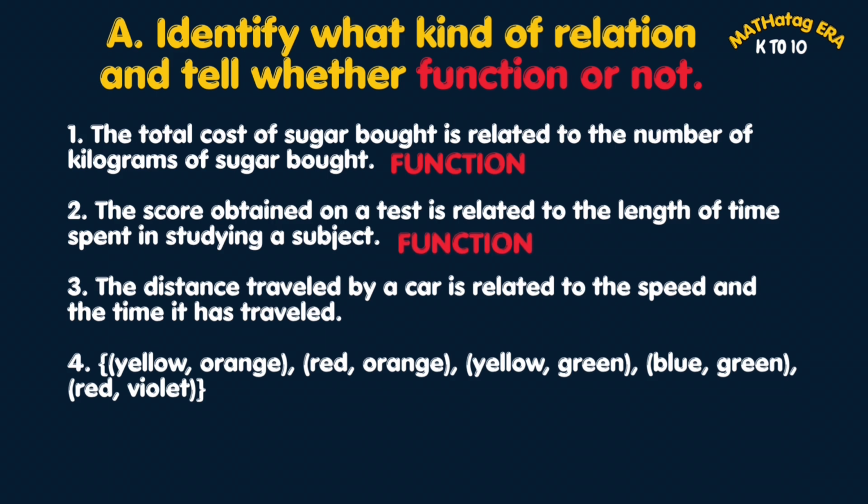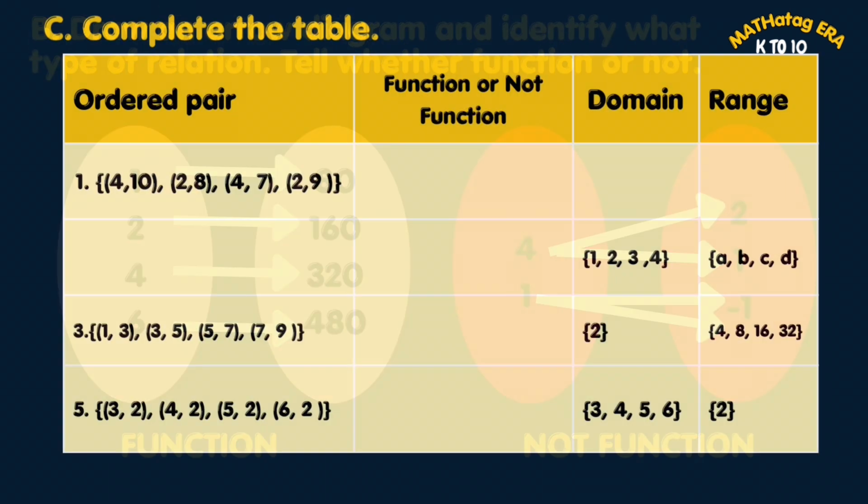Correct. Function. Question number 3. The distance traveled depends on the speed and travel time. Function or not? Correct. Function. Look at this relation. Yellow-orange, red-orange, yellow-green, blue-green, red-violet. Is it a function? Correct. Not a function dahil yung one input na red ay meron siyang dalawang outputs.